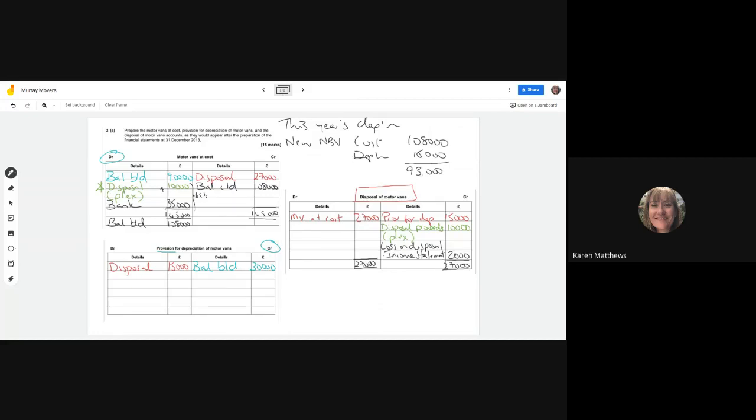93,000. And if we divide that by 3, that gives us this year's depreciation charge, which is 31,000. Okay, so that goes off to the income statement, debit the income statement as an expense, and credit the provision for depreciation, 31,000. So that means we've got LCD, 31, 61 minus 15, 46,000 on there.